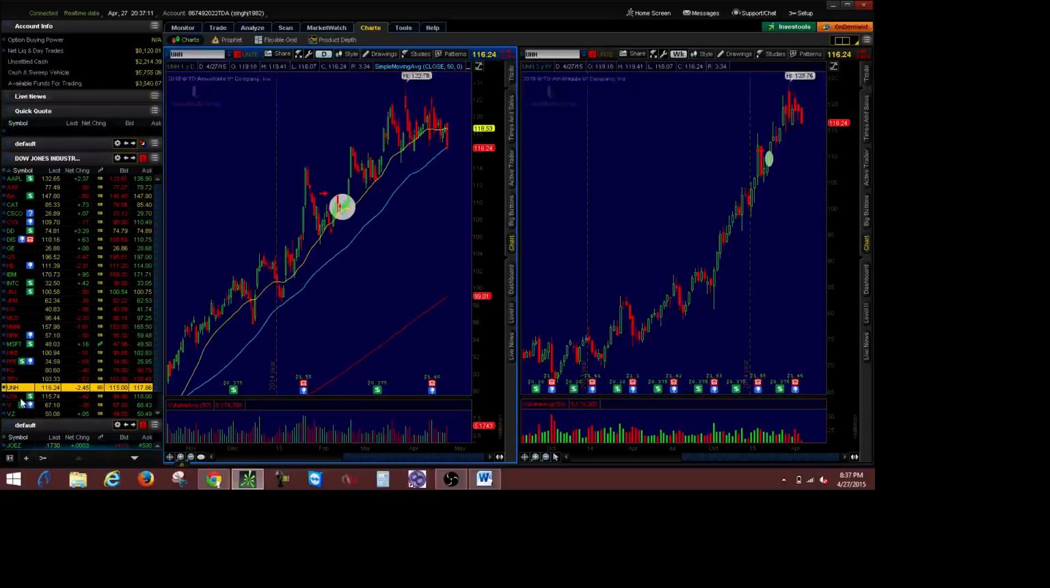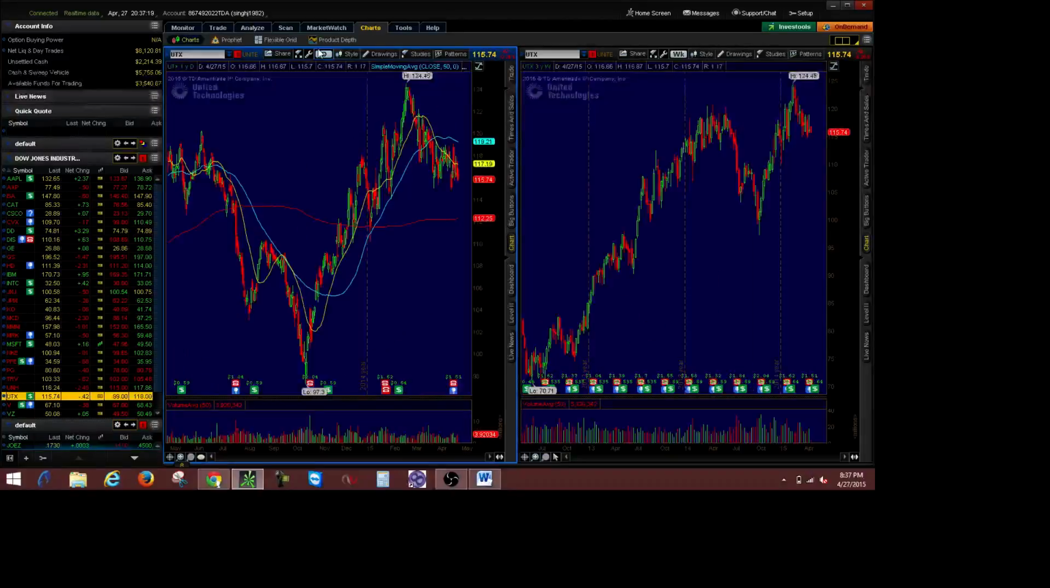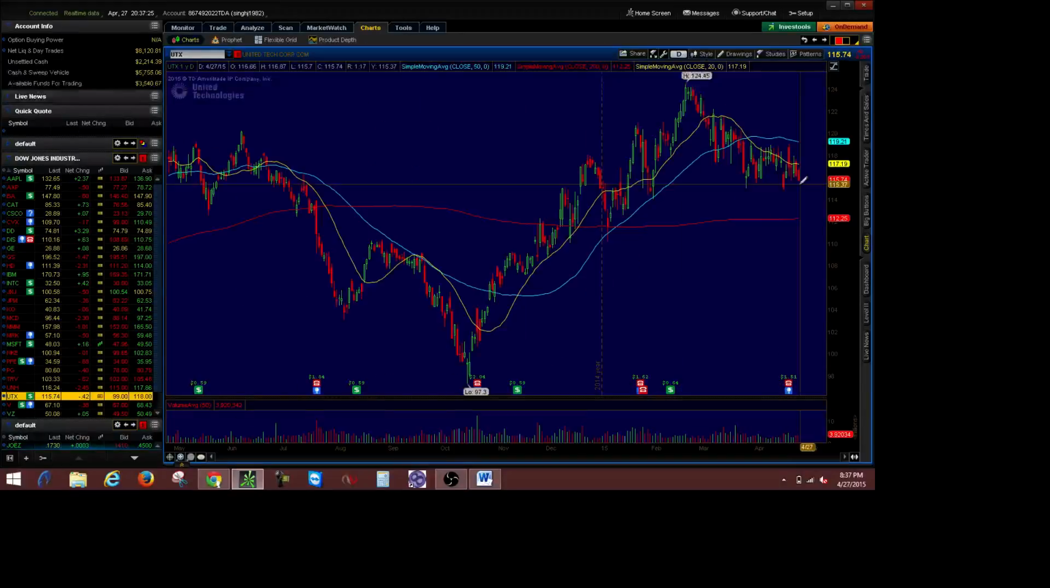UTX, defense sector, United Technologies, what is that, your aircraft and defense, right? Your daily, again, nice downtrend in it. Look for possible moves below this area, in fact even below this area, 115.61, to see more continuation to the downside to test 112.16.